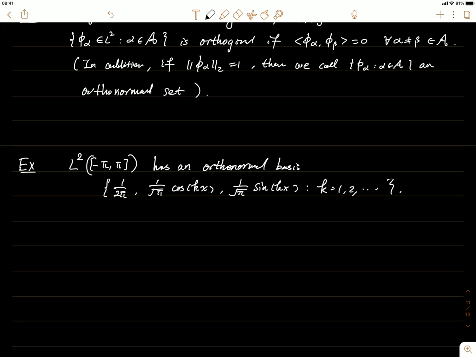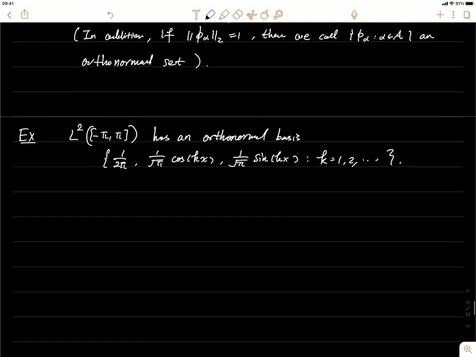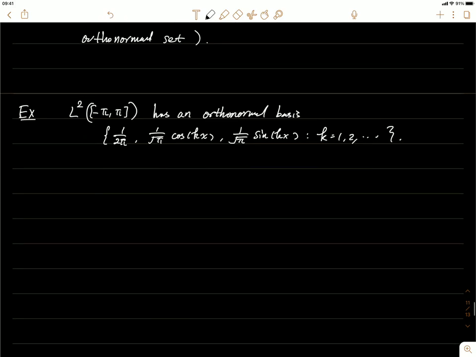And to check that, you just need to check that if you pick up any two of these functions and take the inner product, you get zero. And you pick up any one of them, you check that its 2 norm is equal to one. Okay, then you check that this is an orthonormal basis. Okay. So I'll not go into the details, just basic calculus.